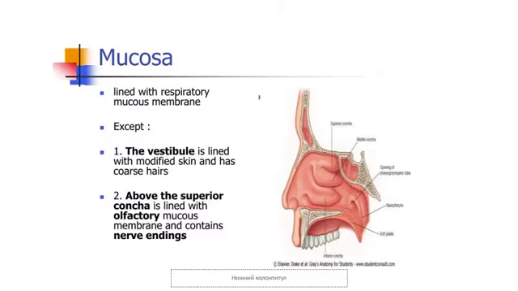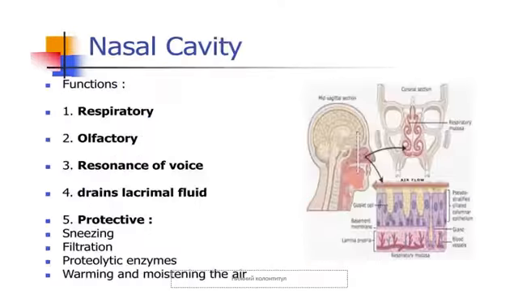The mucosa is lined with respiratory mucous membrane, except the vestibule, which is lined with modified skin and has coarse hairs. And secondly, the area above the superior concha is lined with the olfactory mucous membrane and contains nerve endings.